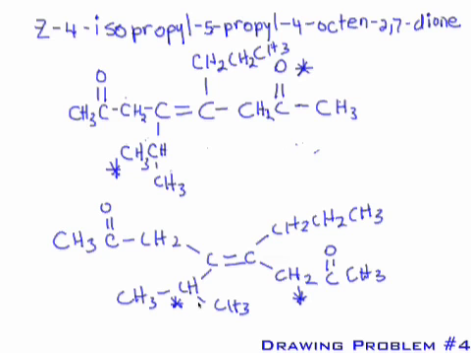All right. Now you may have drawn it flipped the other way. You may have a slightly different looking structure. Just make sure your two priority groups are on the same side of the double bond. You may put them both above. It would still be Z.